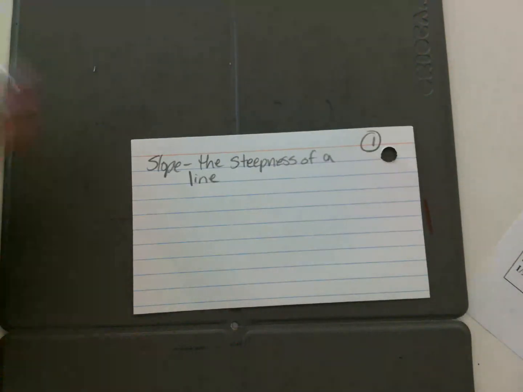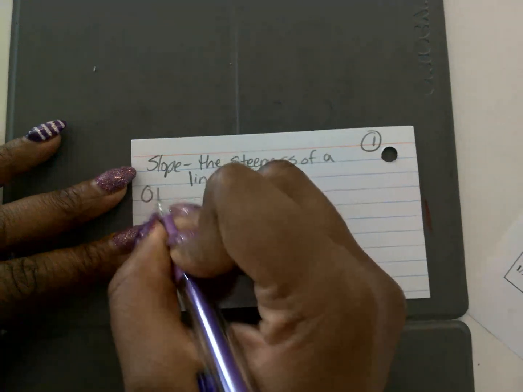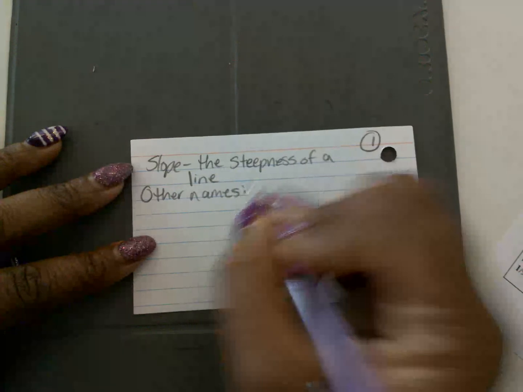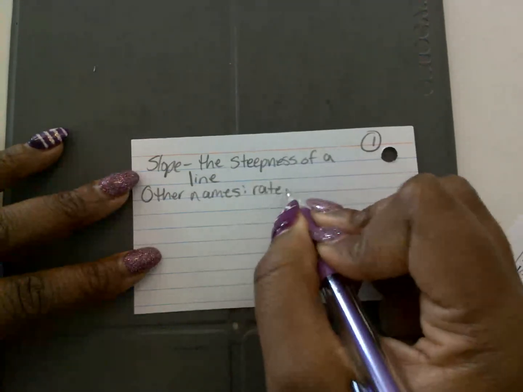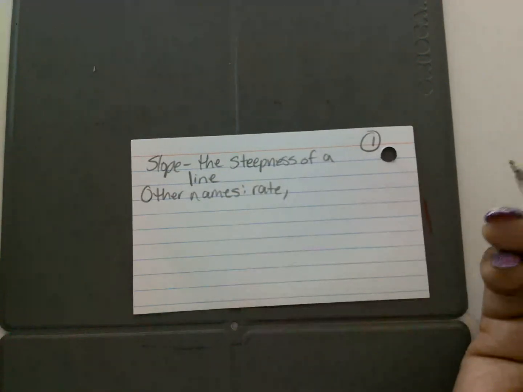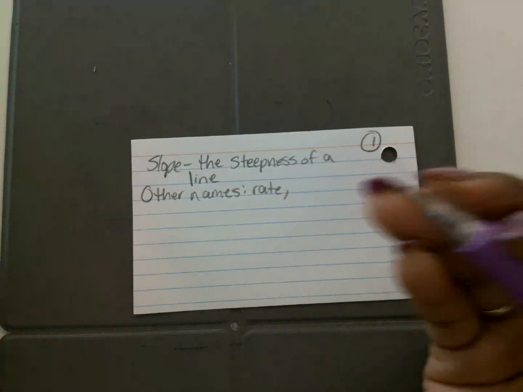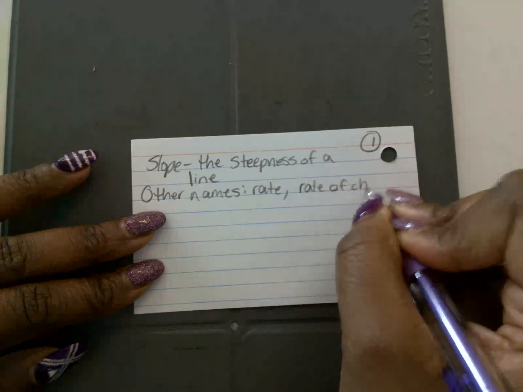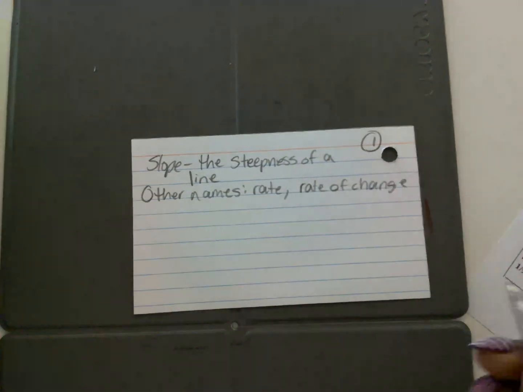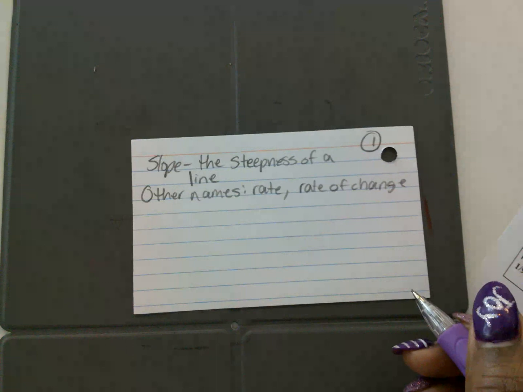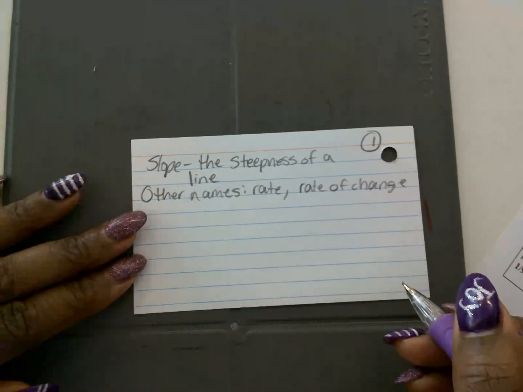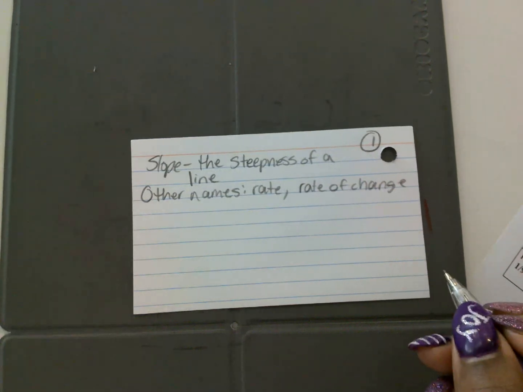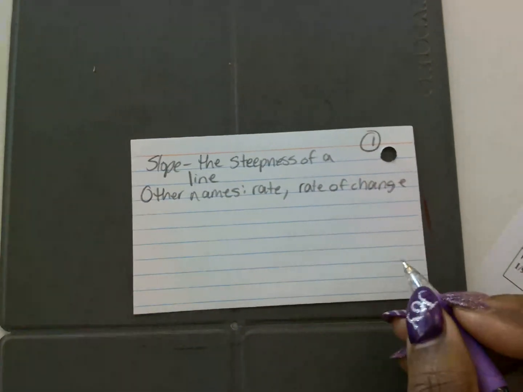There are lots of names for slope, okay? Other names for slope that you need to know and understand. We have rate. It's asking for the rate of something. It's basically asking for the slope. Unit rate, all of those words for rate. We got rate of change. You hear the words rate of change. That's also slope, okay? Isn't that steepness? Steepness, yes.